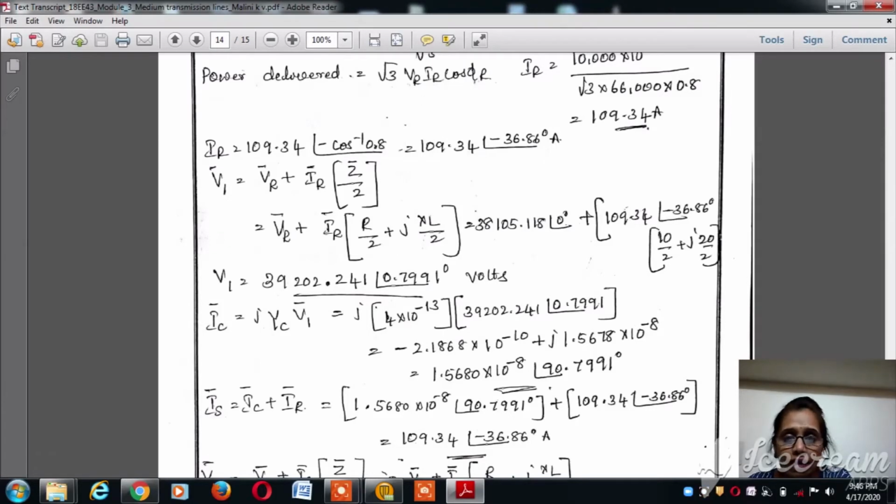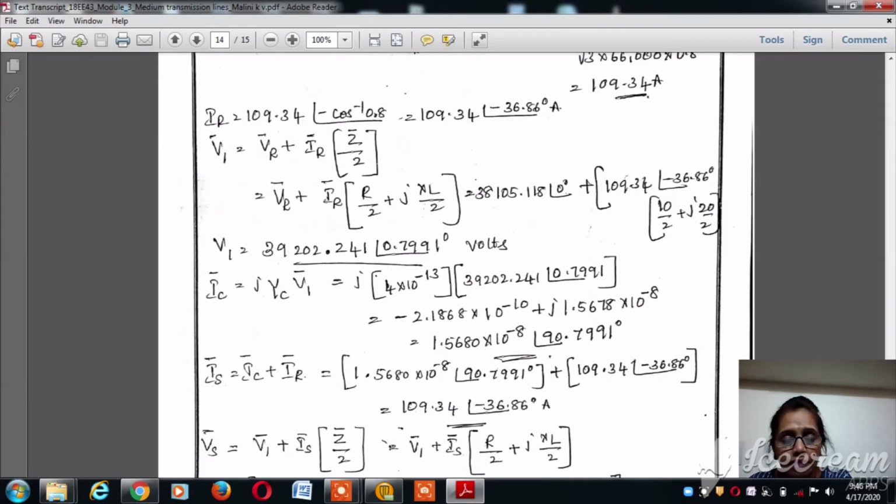Now, after calculating IR, we can calculate V1, the voltage across the capacitance. V1 is nothing but VR plus IR into Z divided by 2.